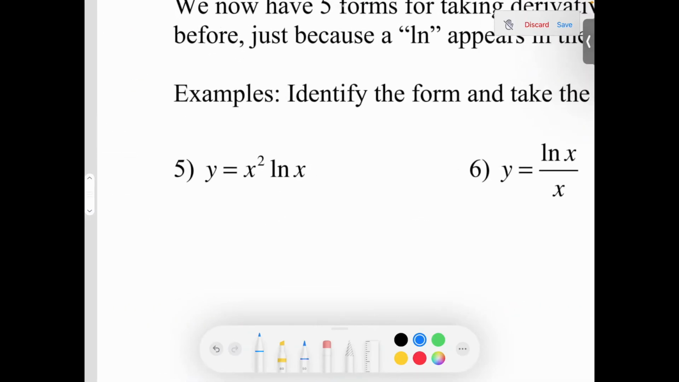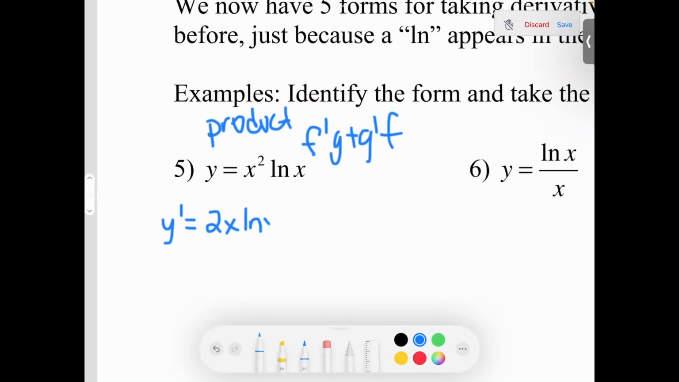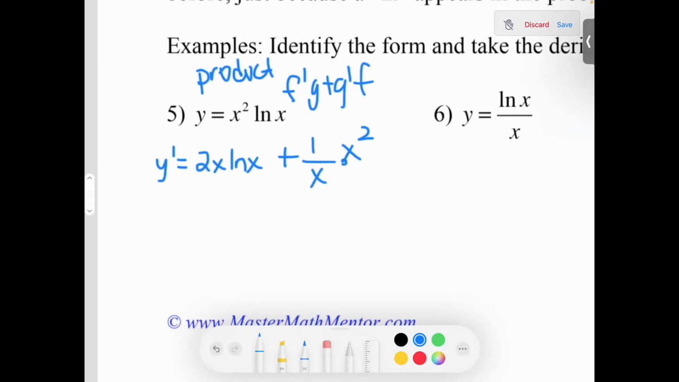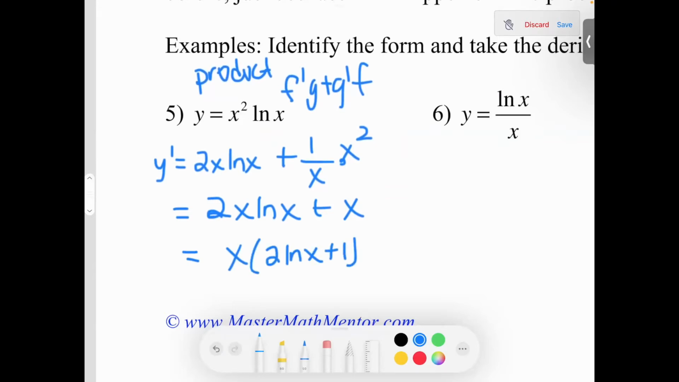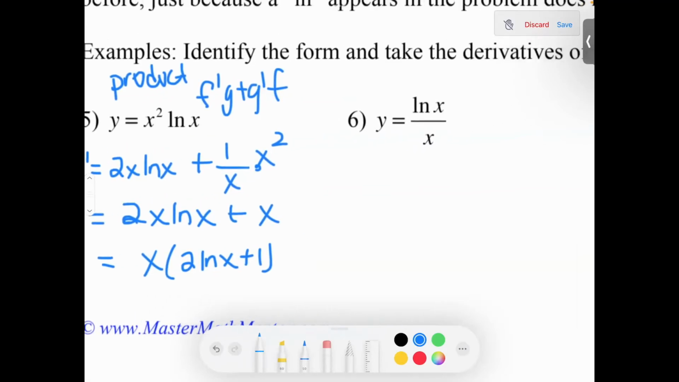Looking at number 5, it is a product. So we're going to start with product rule. f prime g plus g prime f. The derivative of x squared is 2x. The ln x stays the same. Plus the derivative of ln x is just 1 over x times f, which is just x squared. We can simplify the x squared over x. X squared over x is just x, one factor of x canceling out. So we get 2x ln of x plus x. If we wanted, we could factor an x out, I guess, and we get x times 2 ln x plus 1. But that doesn't really serve us a ton there.